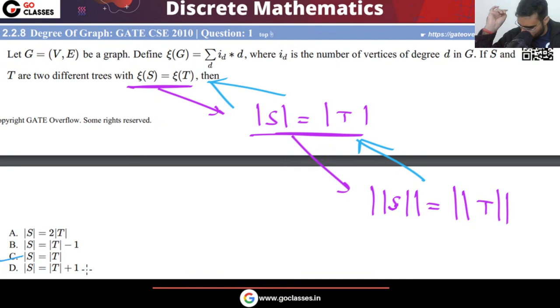No. So Subhadeep is saying that we will get confused. No, you will not get confused, because ultimately both have the same number of vertices, same number of edges. Are you getting my point?